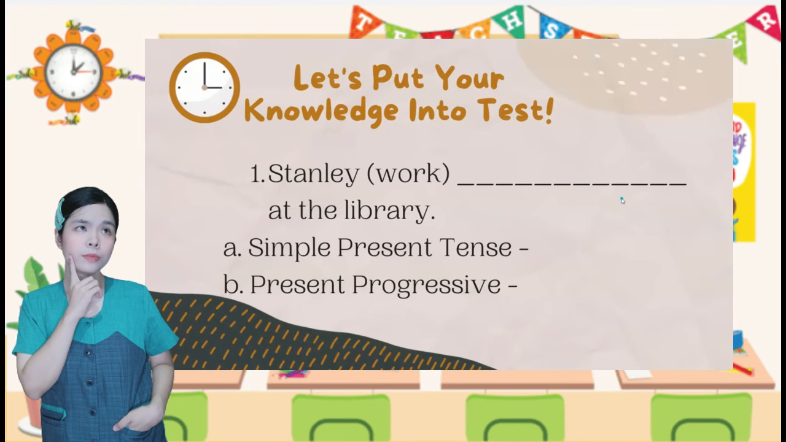So again, let's put your knowledge to the test. Stanley blank at the library. The verb here is work. So what do you think is the simple present tense of the verb work? And what do you think is the present progressive aspect of the verb work? You only have 5 seconds.